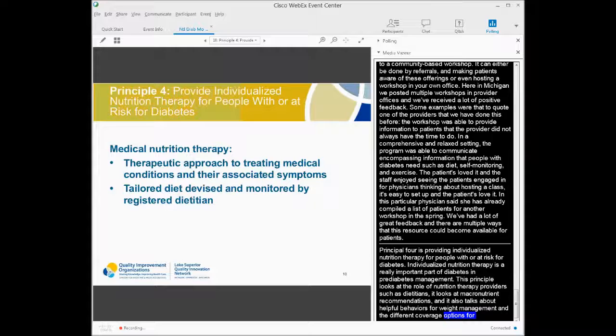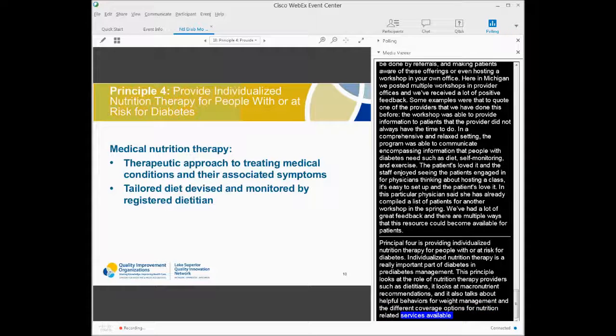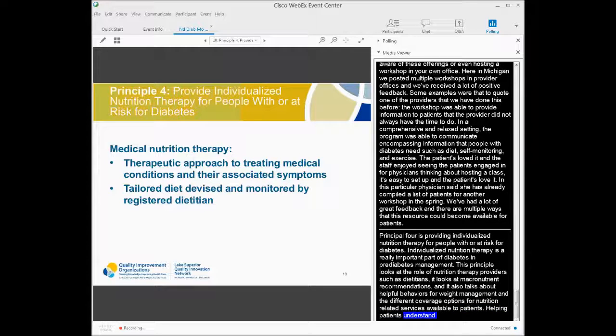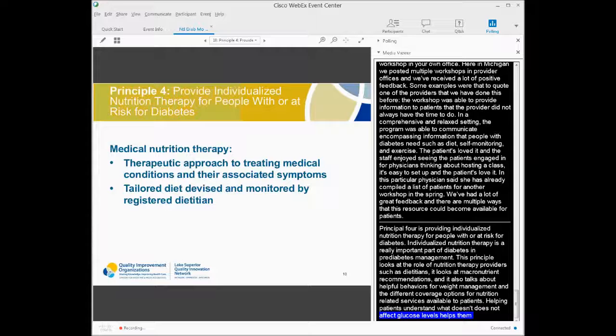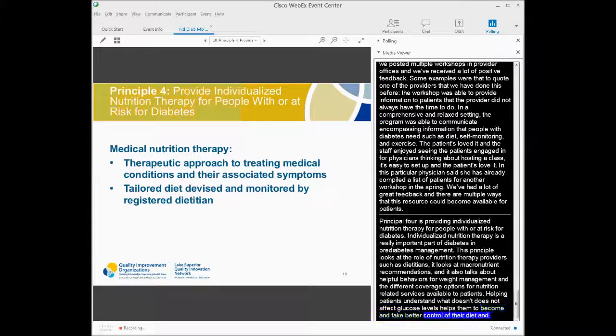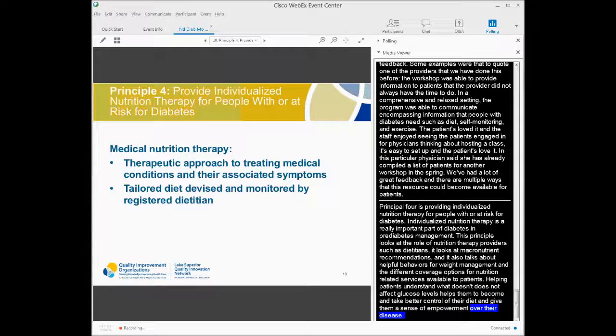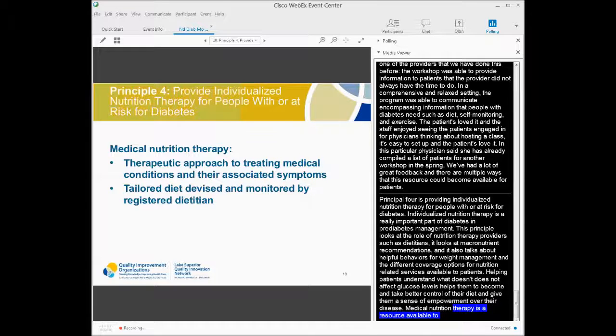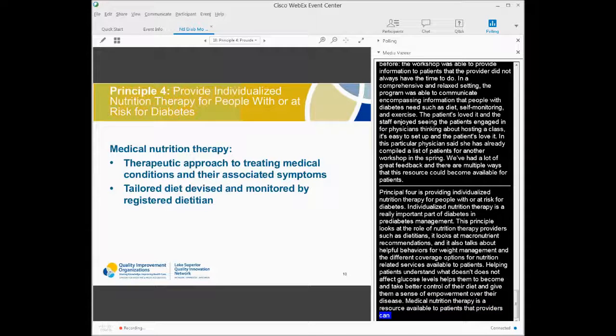So helping patients understand what does and does not affect their blood glucose levels helps them to become and take better control of their diet and give them a sense of empowerment over their disease. Medical nutrition therapy is a resource available to patients that providers can refer to. It talks about therapeutic approaches to treating medical conditions and their associated symptoms, and also discusses tailored diets devised and monitored by a registered dietitian.